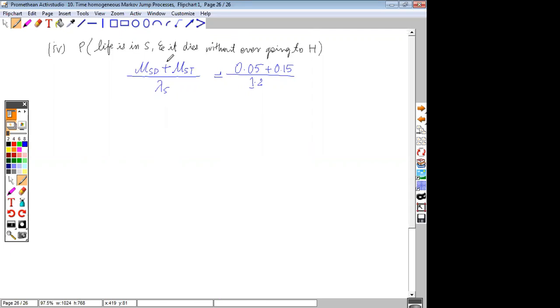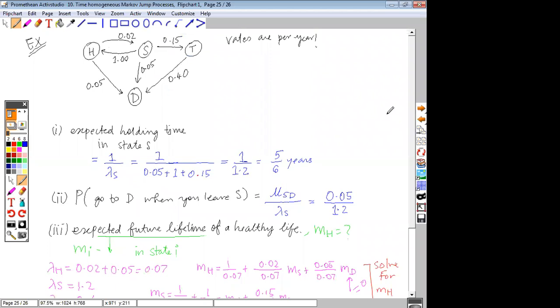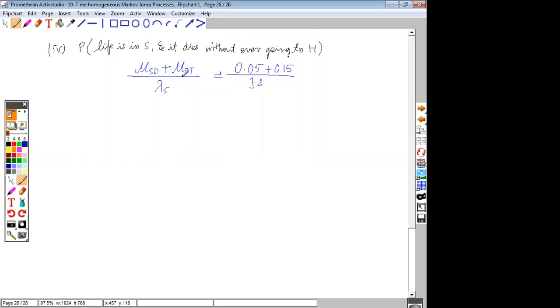All we care about is that the life should never go to H, right? So once we know for a fact that S goes to T, then we know that there's no way it can go to H, and it's for sure going to die or just stay terminally ill. So all we care about is just this.